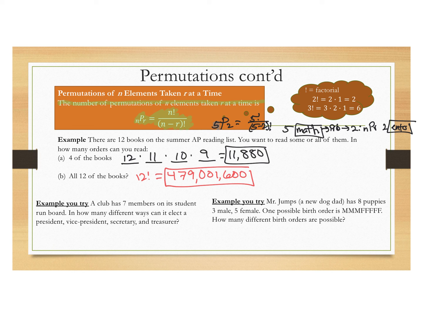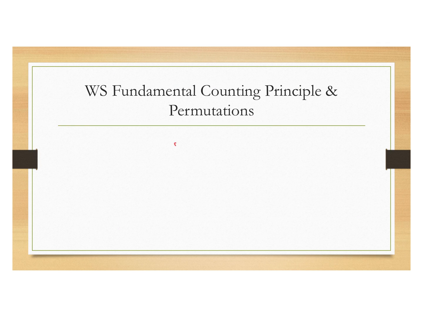Try these last example you tries. So hopefully for A, you found 840, and for B, you have 8 puppies altogether in the numerator, and you have 3 repeats for males and 5 repeats for females, for a total of different birth orders of 56. The end.